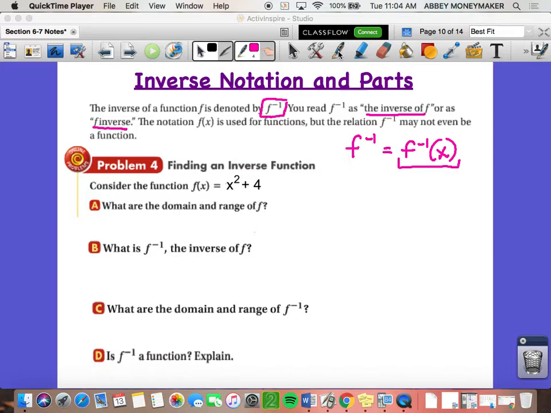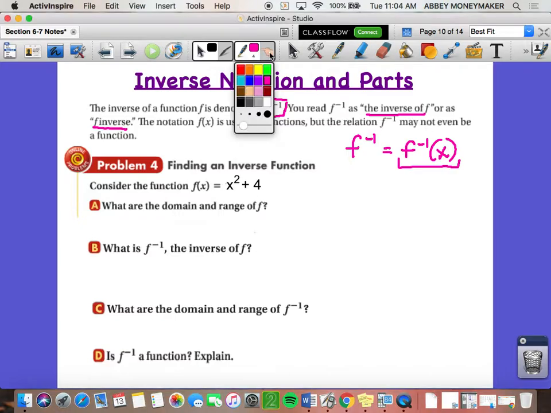So on problem number 4, we're going to go through 4 parts in order to answer this question. It says, consider the function f of x equals x squared plus 4. Now, part A says, what is the domain and range of your function? Well, let's identify this function first. This function is a quadratic, right? So this is a quadratic. What do you know about the domain of a quadratic? Every time it's all real numbers.